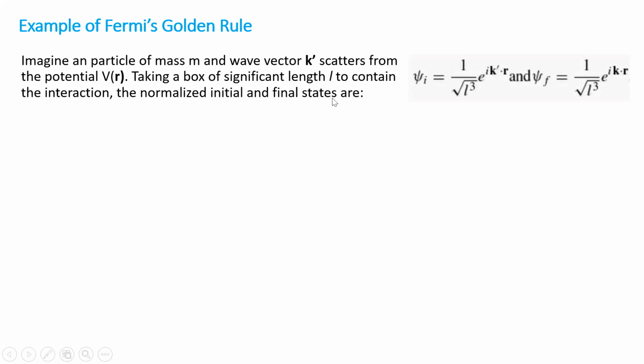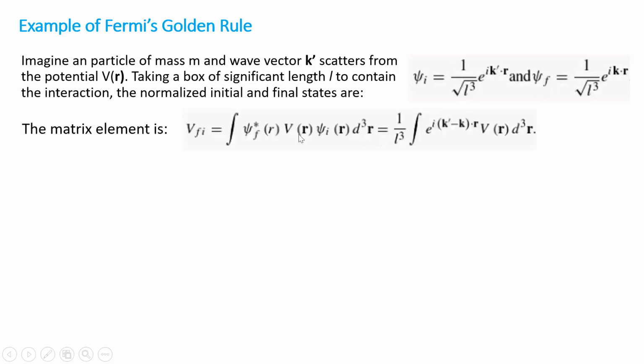So the normalized initial and final states are psi initial is e to the i k prime dot r. So that's a traveling wave with wave vector k prime. And it's 1 over the square root of L cubed, the square root of the volume. So if we integrate this over the entire volume, we get 1, which is the normalized state. Meanwhile, psi f is going to scatter into a wave vector k. So the incoming wave vector is k prime. The outgoing wave vector is k. We get 1 over square root of L cubed e to the i k dot r. So that's the final state.